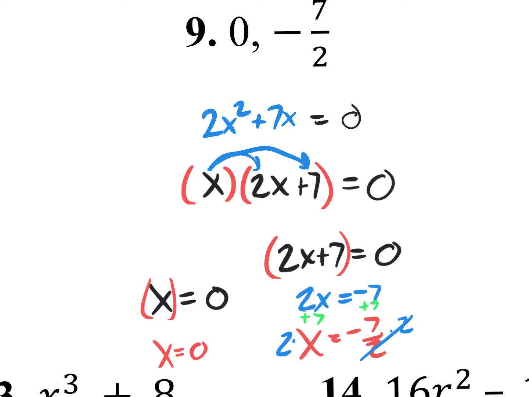So what's your original standard form quadratic trinomial? Well, it's not a trinomial, it's a binomial, but the bottom line is that c value is 0. So this is your equation where these two answers came from, x equals 0 and x equals -7/2.